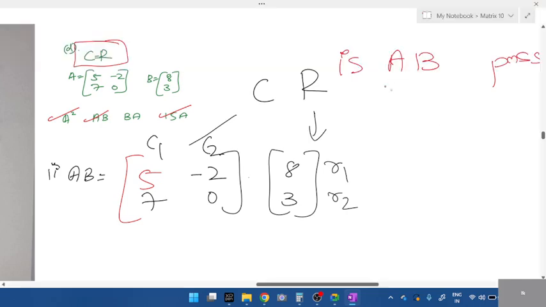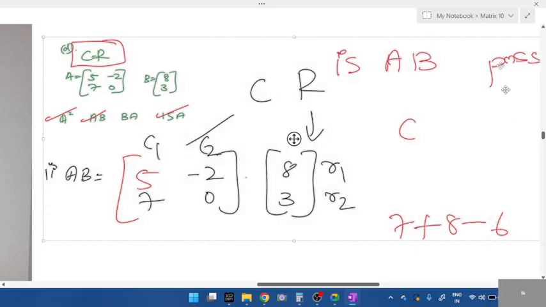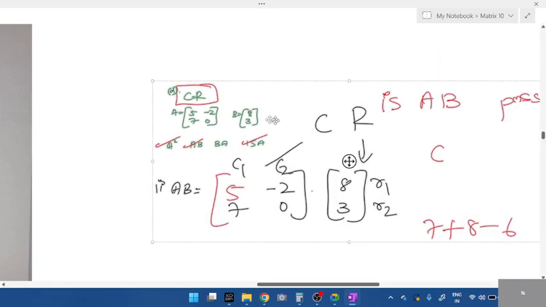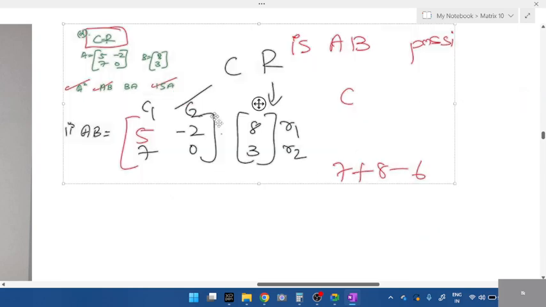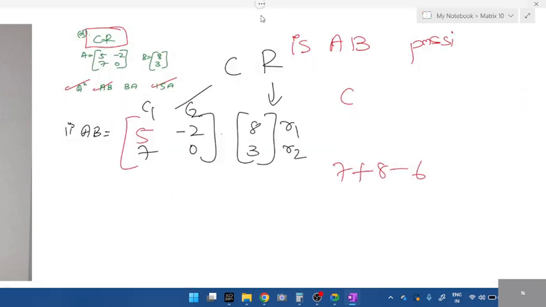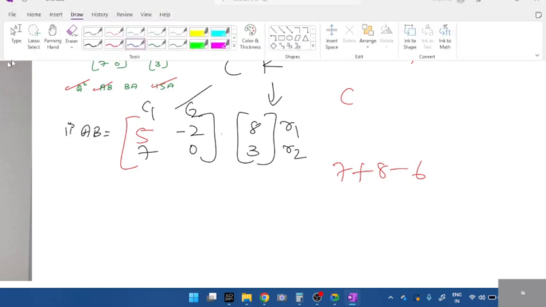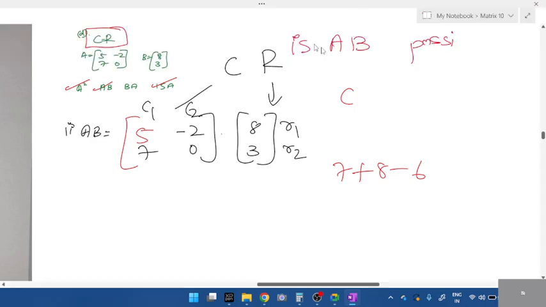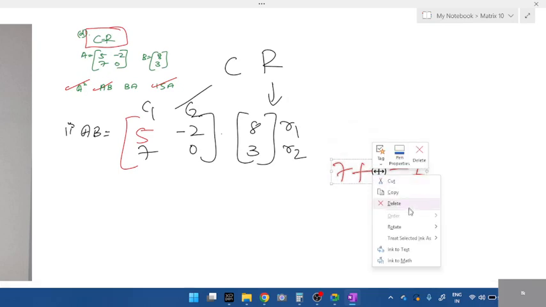And when will you write this statement? If I ask 7 plus 8 minus 6, if I ask you a question, is it possible to solve? Yes. So first you'll give the answer. Yes, it is possible. Only then later you'll start solving it. So first you write the statement, then you can solve, students. For that statement, we need C into R concept. C is equal to R.